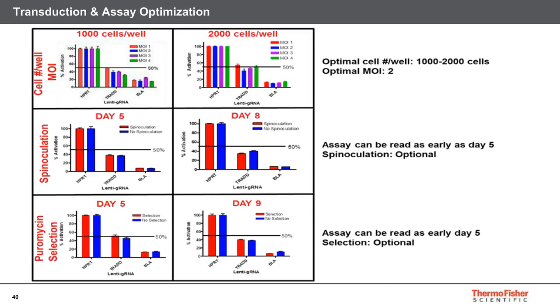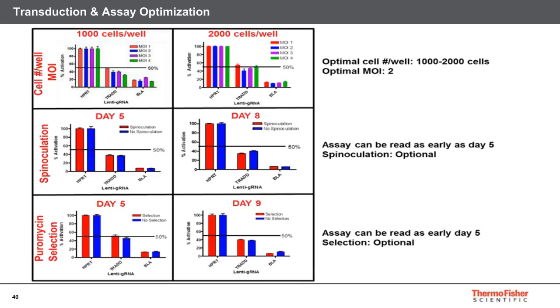Similarly, with puromycin selection, it depends on the transduction efficiency. If your transduction efficiency is really good, you do not need any antibiotic selection, which is shown in this case. The red bar is where the cells were selected with puromycin. The blue bar shows where no selection was added to the cells. And again, in this case, they compare very well. That means the transduction efficiency here is so high that you don't really need to add selection. And again, reading at day 5 or day 9 really did not make any difference. That means a shorter time frame for the assay is just fine.